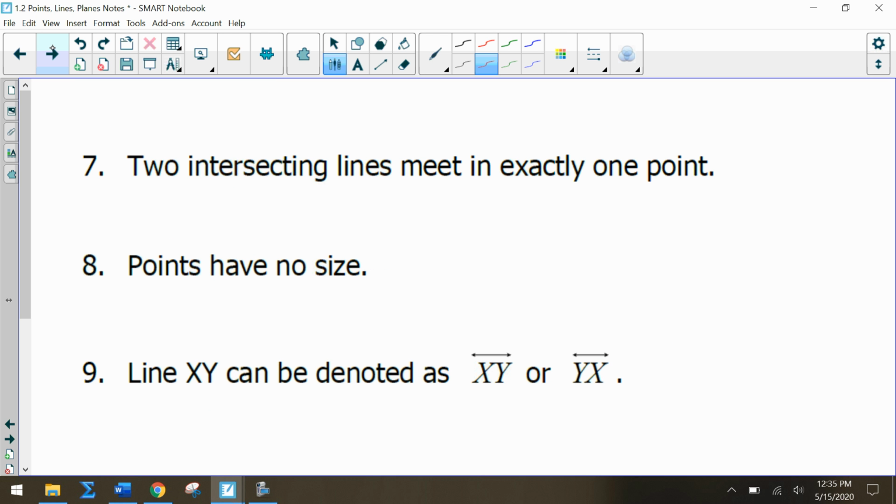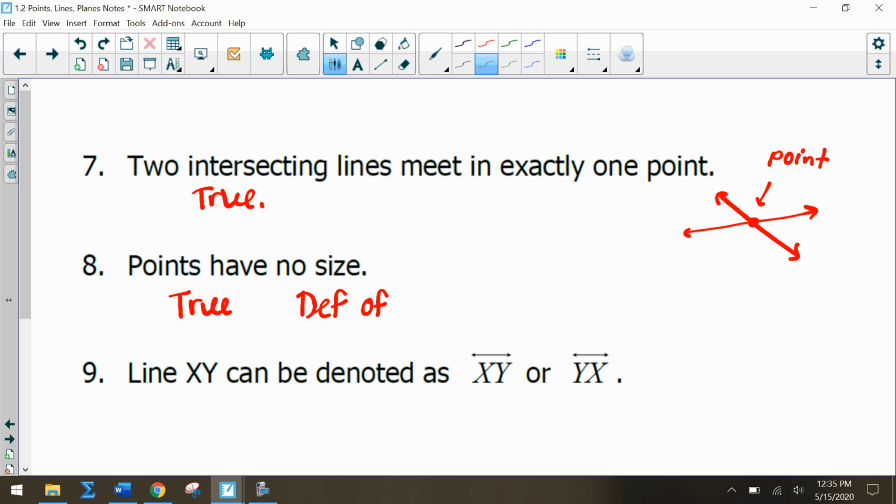2 intersecting lines meet in exactly 1 point. True. Here's a line intersecting at 1 point. Points have no size. True. That's by the definition of a point. Line XY can be denoted as line XY or line YX. True.